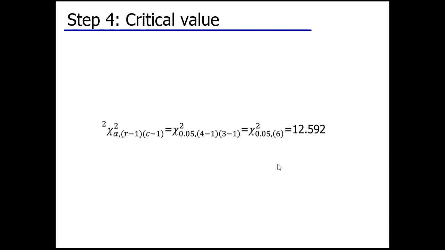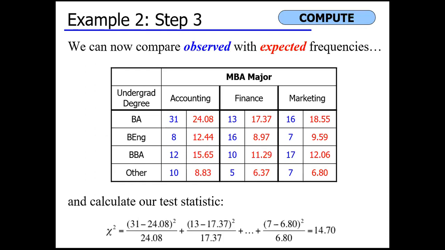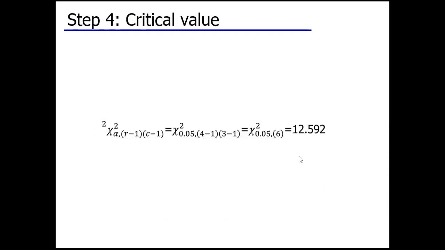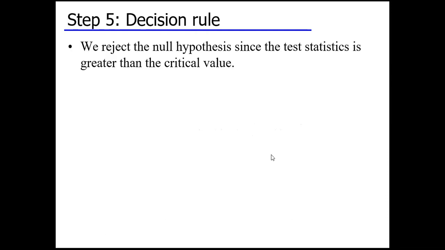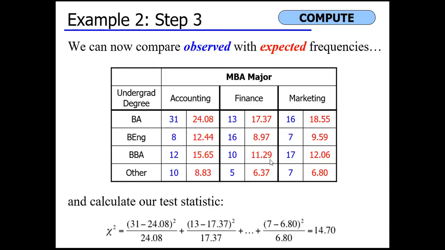I mean, step 3 is greater than step 4. Remember, in step 3 we got 14.70. So this 14.70 is greater than 12.592. Even if you can draw the graph, you will find a similar thing. You will find that this 14.70 falls in the rejection region. You reject H0, and then you will go with what?